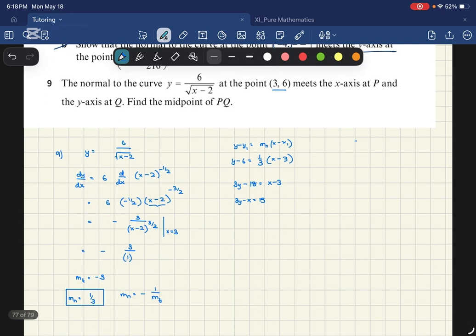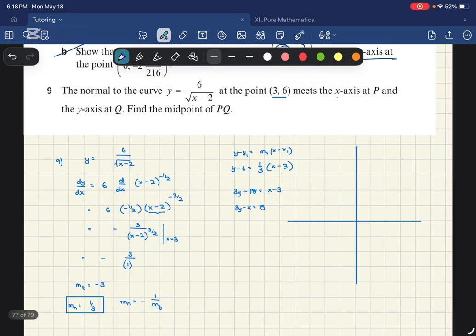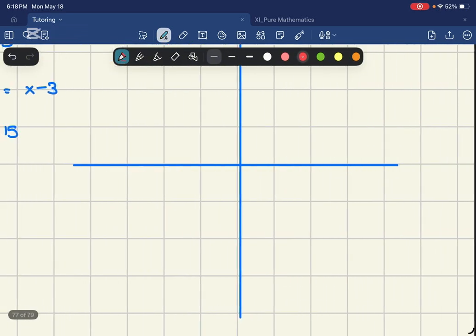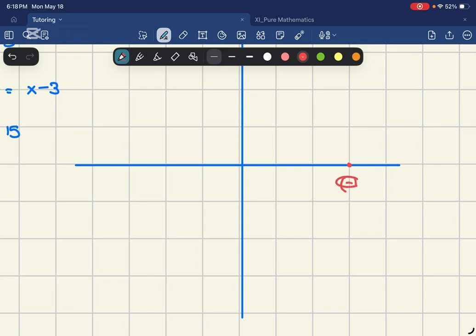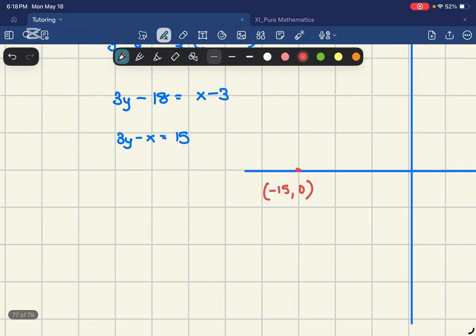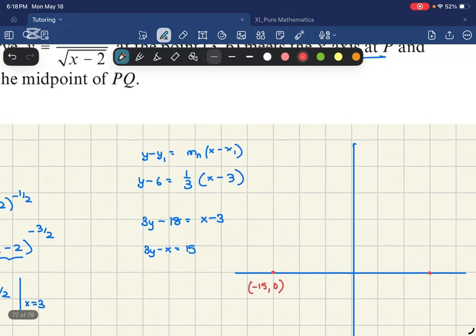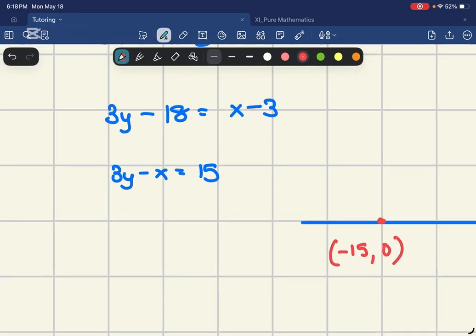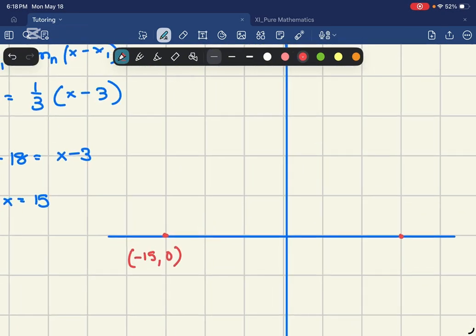So now it says that this normal line meets the x-axis at P. That means if it's meeting the x-axis, then my y value has to be 0. And if your y value is 0, you will see that x is negative 15. So you have negative 15, comma 0. So that is where it meets. If y is equal to 0, then x is negative 15 using this equation. And if it's meeting the y-axis, then x has to be 0. So if x is 0, y is 5.